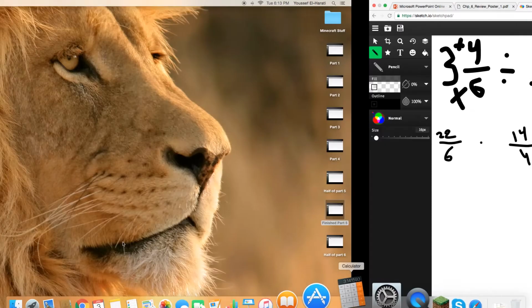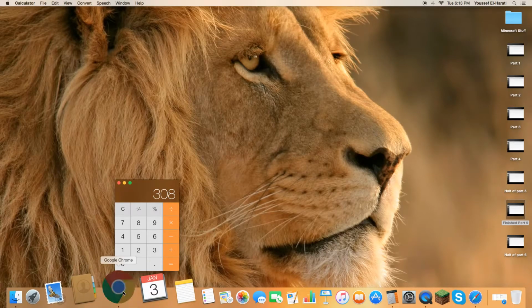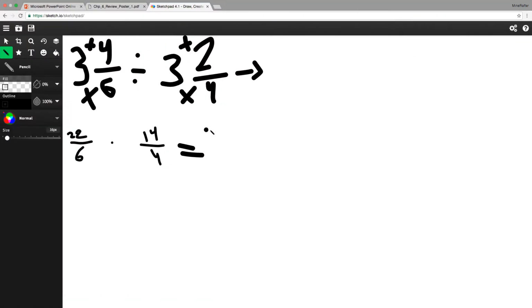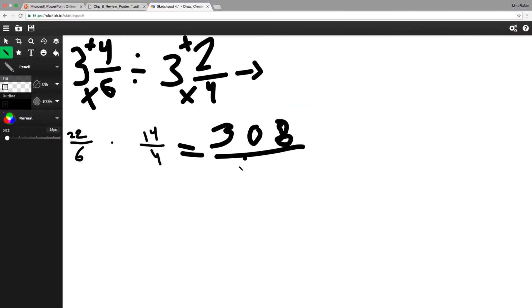22 times 14 is 308. So 308 over 6 times 4. 6 times 4 is exactly 24. So we put 24 as the denominator. But it's an improper fraction.